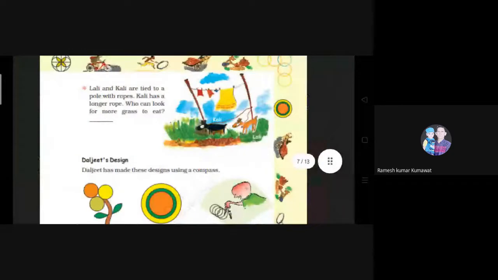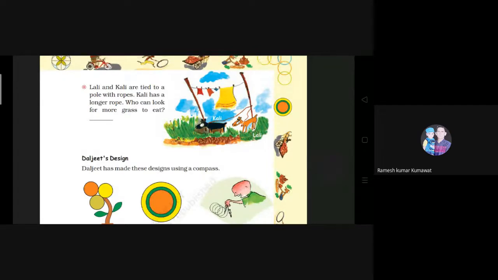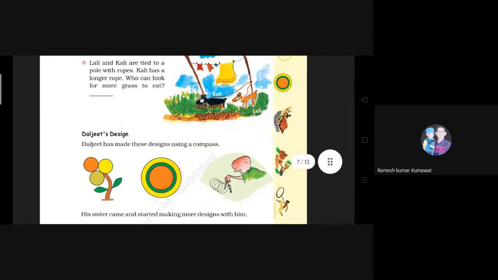See, Lali and Kali are tied to a pole with ropes. Kali has a longer rope. Who can look for more grass to eat? Okay, so you have Lali and Kali, cows or goats I think. They are tied to a pole with a rope. Kali has a longer rope, so her rope is much bigger. Who can eat more grass, Kali or Lali? Ma'am, Kali. Yes ma'am, Kali.